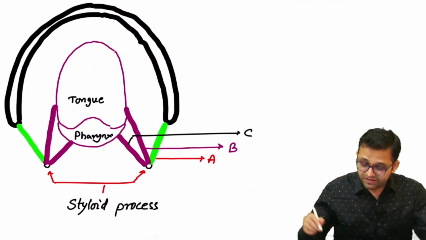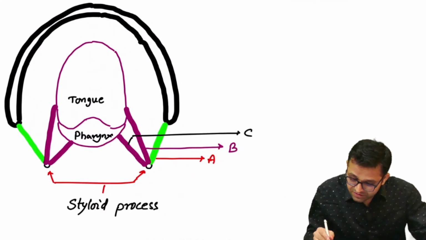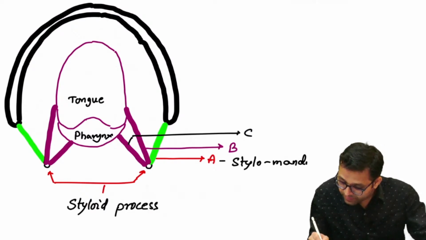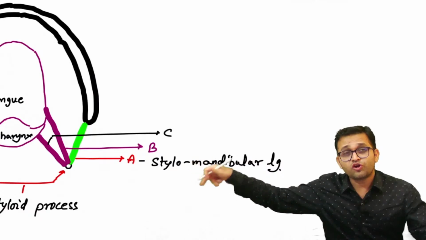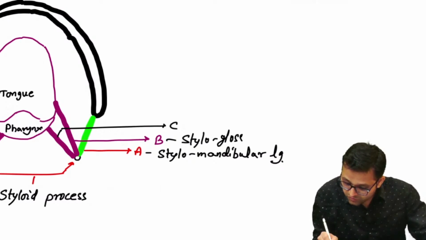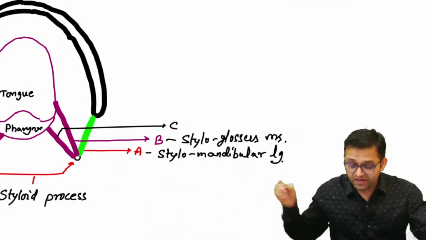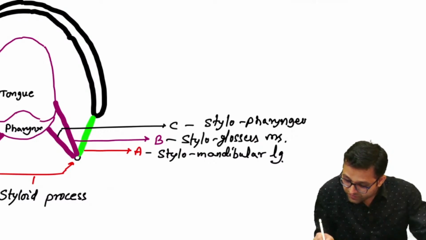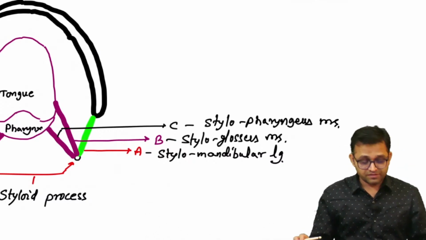A is the ligament, green color, styloid process to the mandible. So this is our stylomandibular ligament. B, from the styloid process to the tongue, is the styloglossus muscle. And C, styloid process to the pharynx, is the stylopharyngeus, again a muscle. Agree, everybody? Fine.